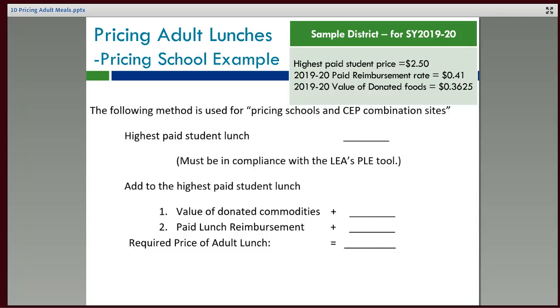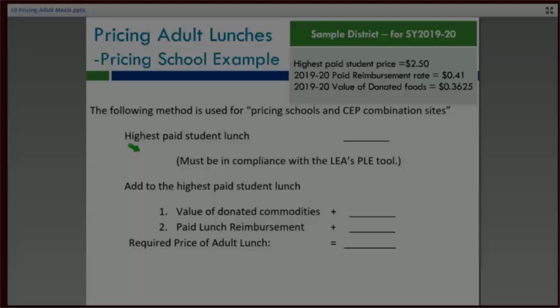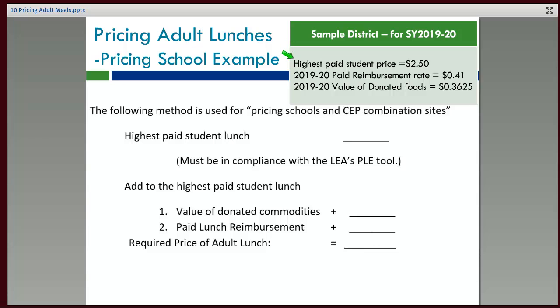This is what the worksheet looks like for a pricing LEA, and we have an example school district to show you how to complete the worksheet. So in this sample district, the highest paid student price was $2.50. Their paid reimbursement rate is 41 cents, and the 2019-20 value of donated foods is 36.25 cents. So we'll enter this information onto the worksheet here.